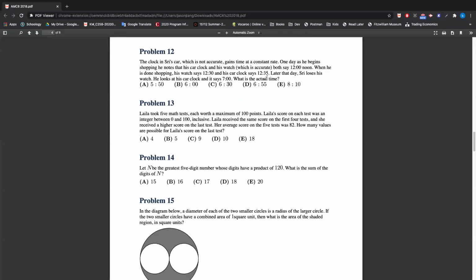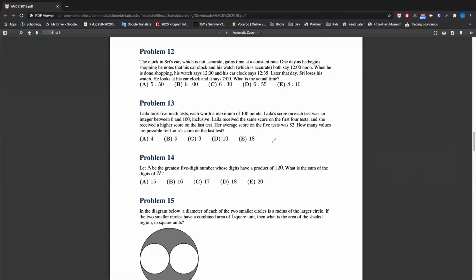Okay, Layla took 5 math tests, each were up to 100. We're told that each test score is between 0 and 100, and that she got the same score on the first 4, but received a higher score on the last test. You know, her average on 5 tests was 82, and we want to know how many possible values there are for Layla's last test.